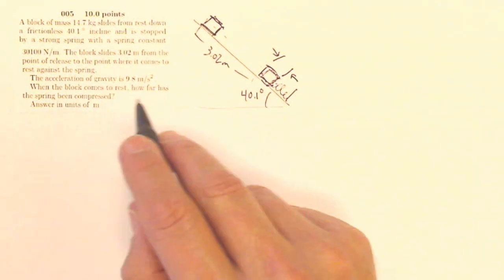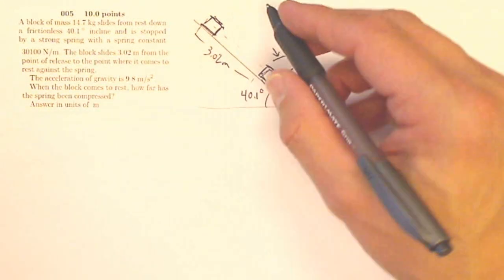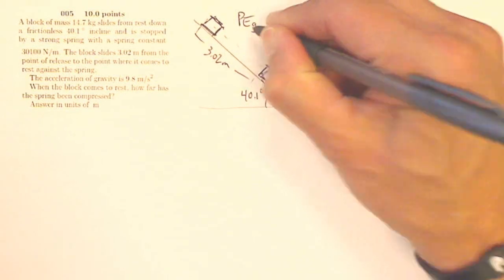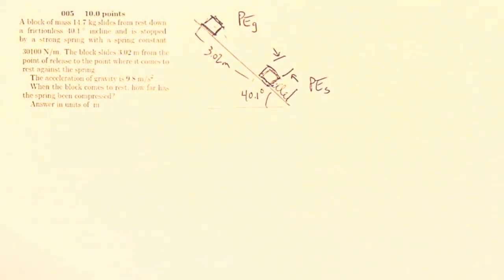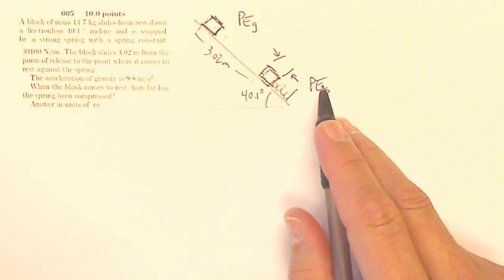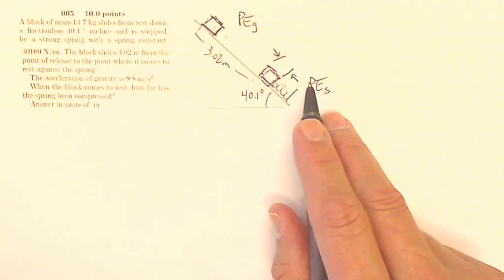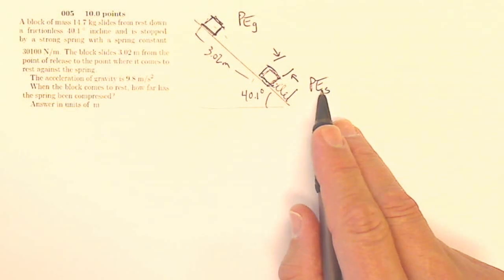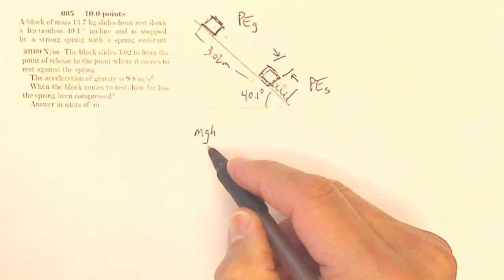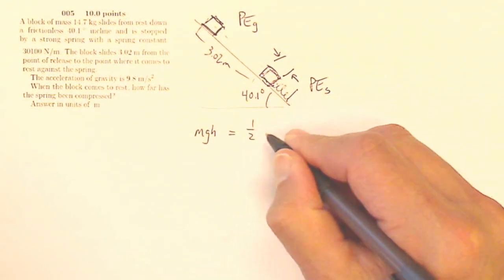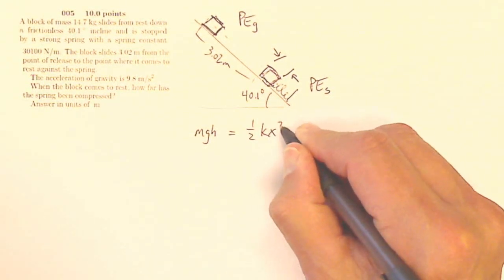So what I need is some sort of conservation of energy here. Up here, it's got some potential energy due to gravity. Down here, it's got some potential energy due to the spring. So the potential energy of gravity up here is going to equal the potential energy stored in the spring. So I've got my mgh, my potential energy of gravity, is going to equal 1/2 kx squared.